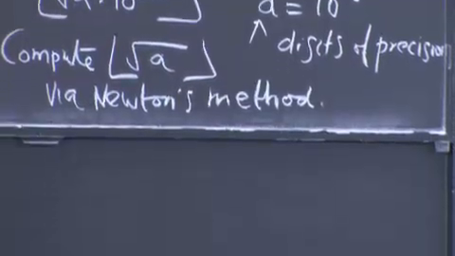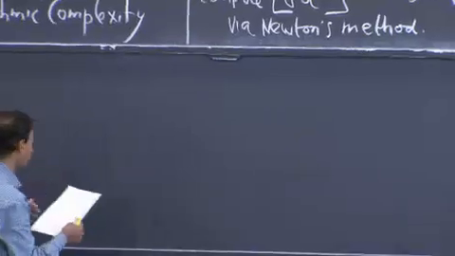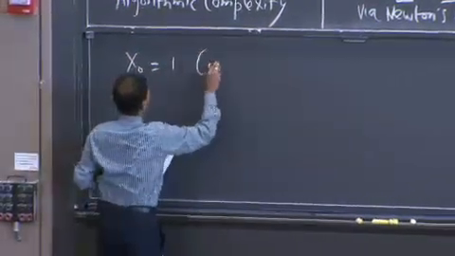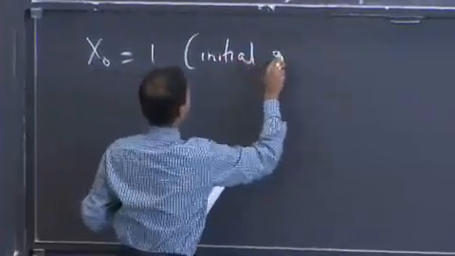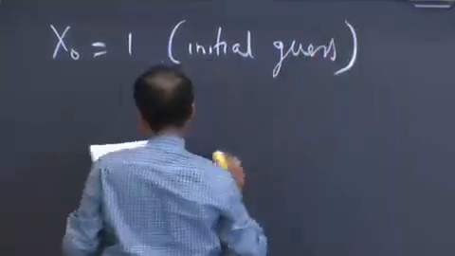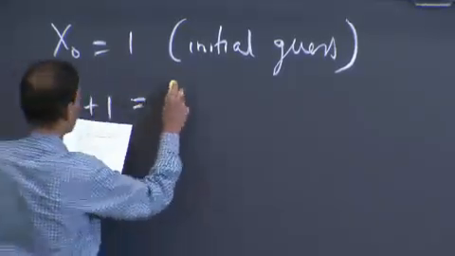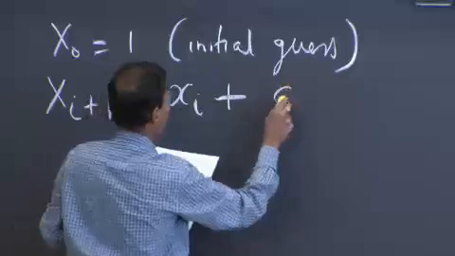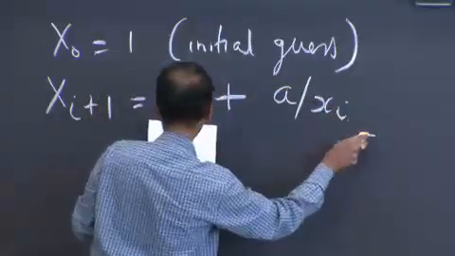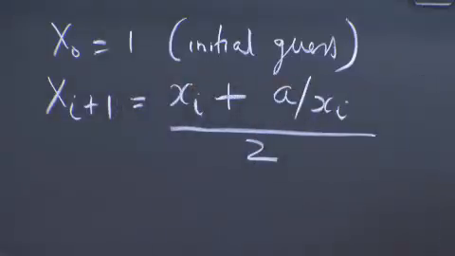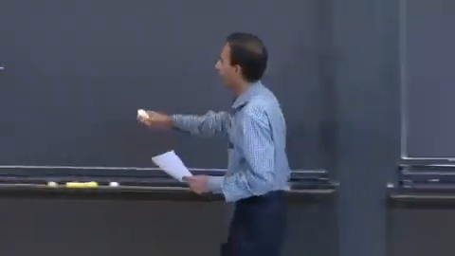And the way Newton's method works is you go through an iteration. You start with x0 being 1, which is your initial guess, and compute x(i+1) equals (xi plus a divided by xi) over 2. And as you can see, this requires division because we're computing a divided by xi. That's the outer Newton iteration.